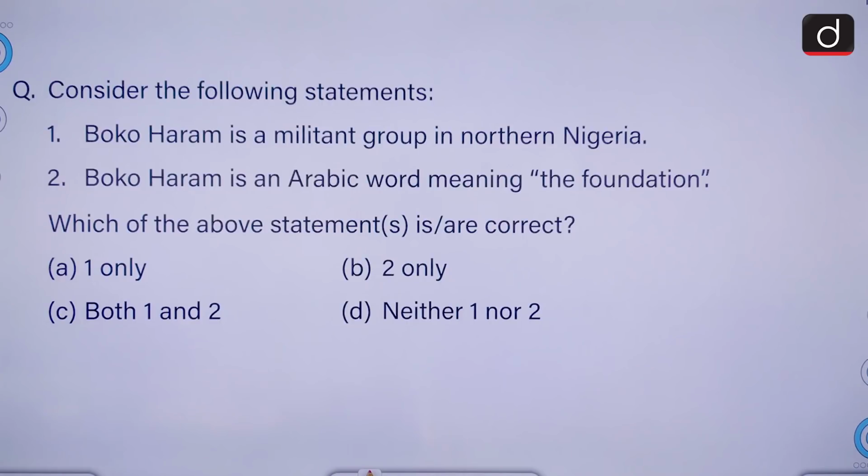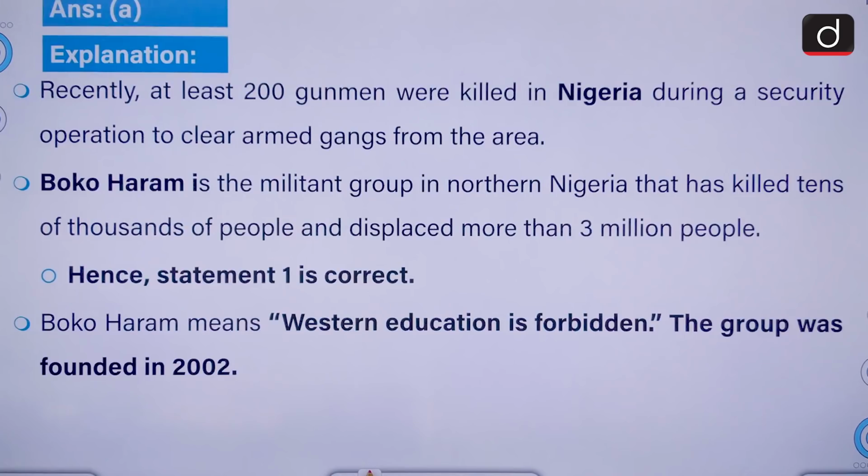Consider the following statements. Boko Haram is a militant group in northern Nigeria. Boko Haram is an Arabic word for the foundation. We have to select the correct statement. Only first is correct, A is the correct answer.